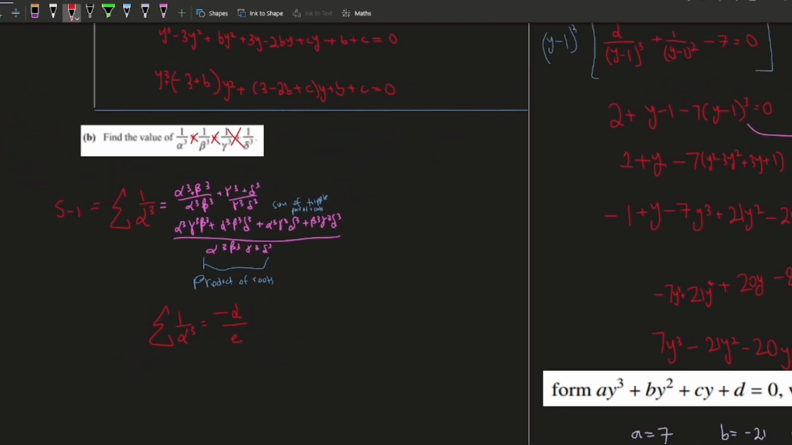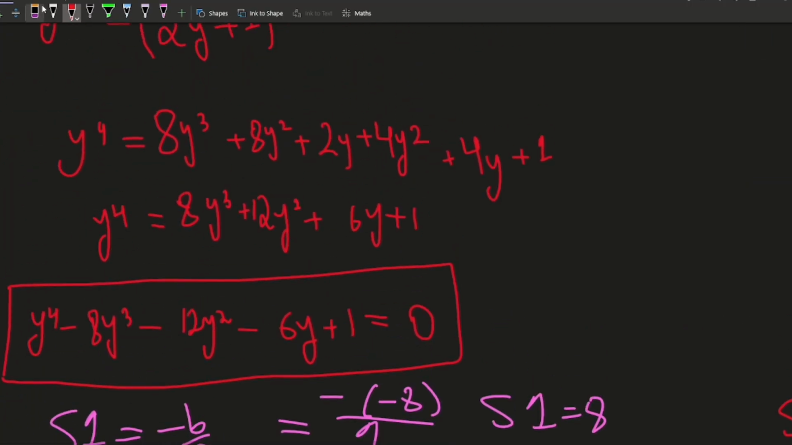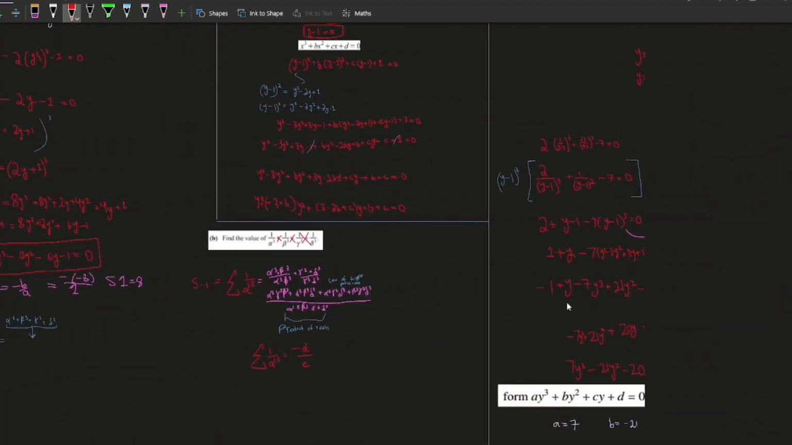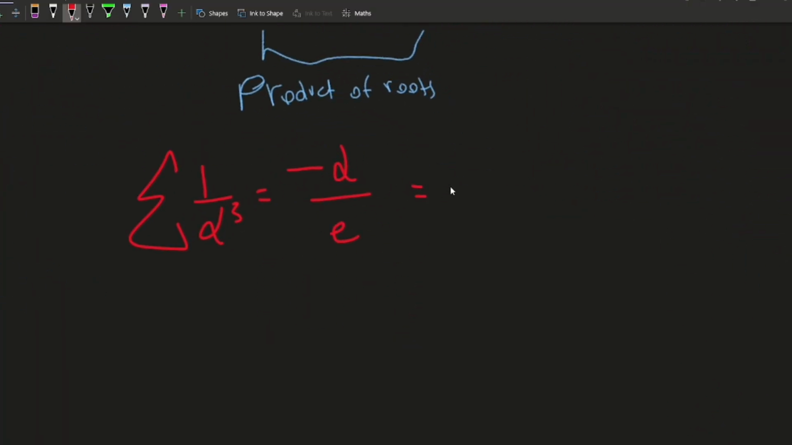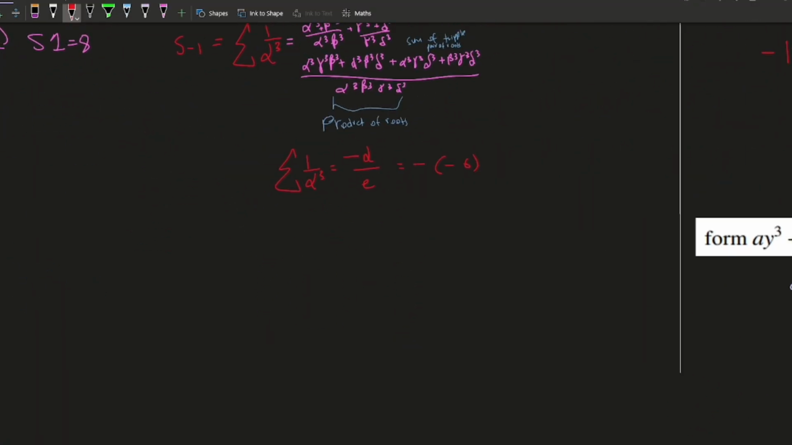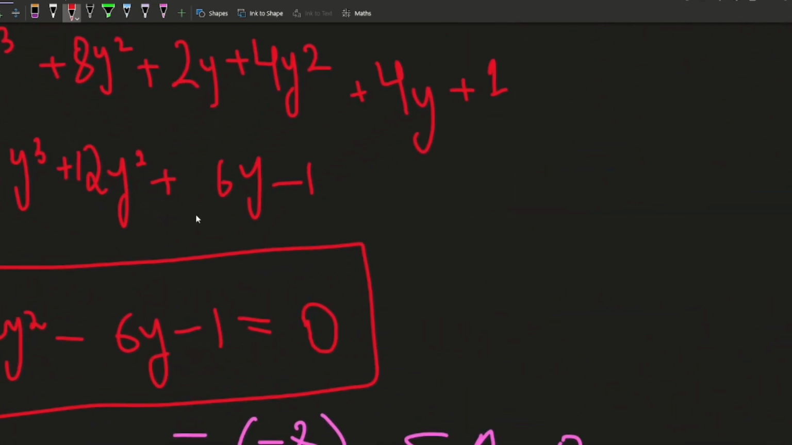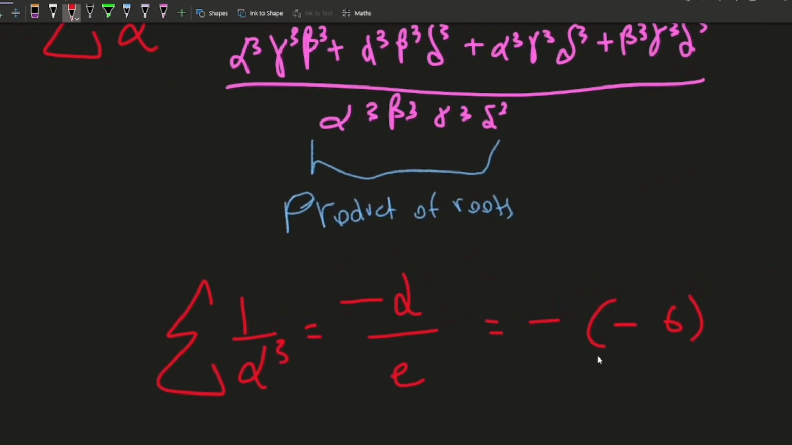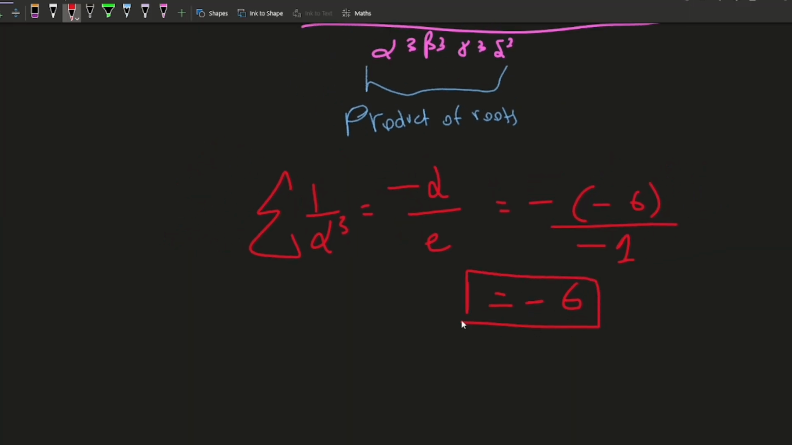Now let's see the value for d and e in our new equation. Oops, there is a sign error. This goes towards the other side. This will become minus 1. Okay, so the value of d is minus 6. Value of e is minus 1. So this becomes 6 over minus 6. This is our answer for part B.